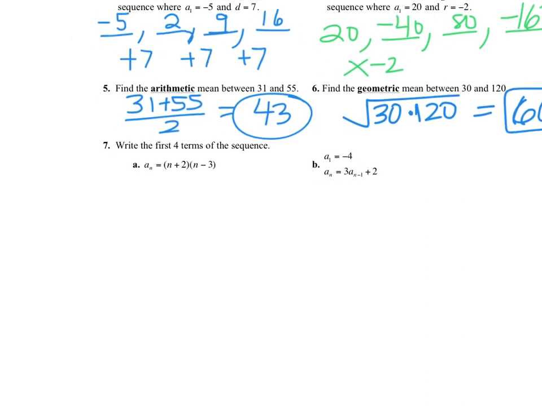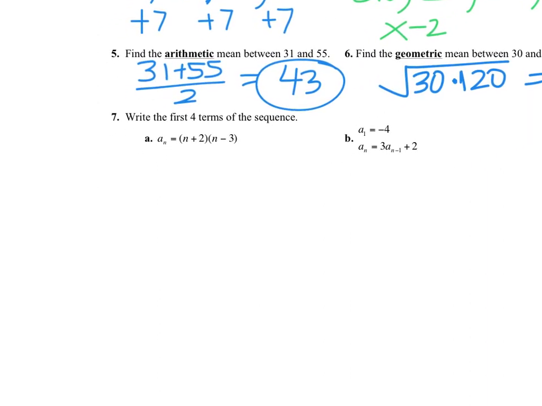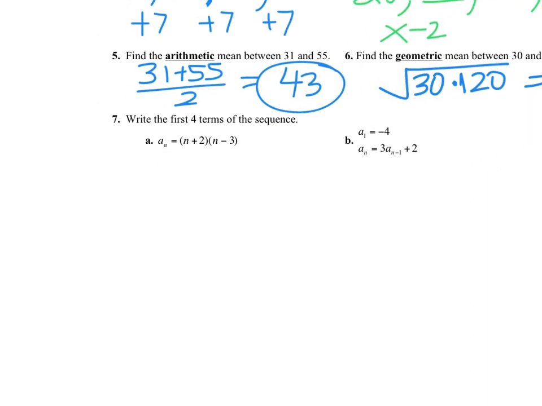Okay, number 7. It says write the first 4 terms of the sequence. Okay, these are different from one another. A is recursive or explicit? It's explicit, and B is recursive. Okay, so first 4 terms. 1, 2, 3, 4. Now to get the first term in this sequence, what do I need to do? It didn't give me the first term. How do I find it? You plug in n equals 1.